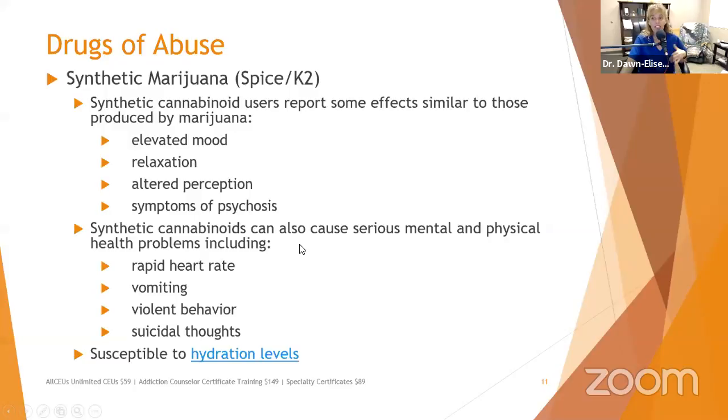Synthetic cannabinoids can also cause serious mental and physical health problems, including rapid heart rate, vomiting, violent behavior, and suicidal thoughts. And it is susceptible to hydration levels. There was an incident in Washington, D.C., evidently over the 4th of July, where 140 people were sickened when they were smoking spice. And officials blame it, maybe on a not great batch of spice, but also because those people had been out at a festival all day long and were dehydrated, and that contributed to the effects. And I believe either 4 or 6 people died. So you can have some pretty negative effects.